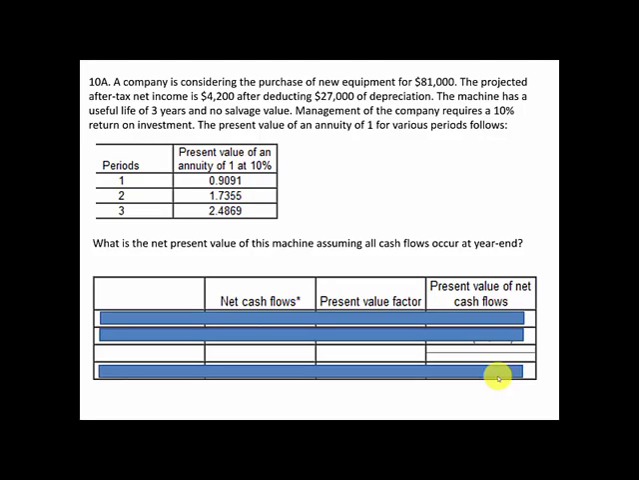Number 10. A company is considering the purchase of a new piece of equipment for $81,000. The projected after-tax income is $4,200 after deducting $27,000 for depreciation. We're going to combine those two to get a cash flow. The machine has a useful life of 3 years, no salvage value. Management of the company requires a 10% return on investment, which is our discount rate. Present value of annuity of 1, various tables.